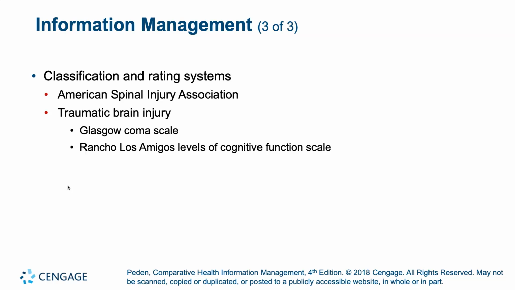So, classification of rating systems. The American Spinal Injury Association is involved with this, and one area that they specifically focus on is traumatic brain injury. You may have seen in your classes with Shelley Grant about the Glasgow Coma Scale and the Rancho Los Amigos levels of cognitive function scale. So make sure that you are familiar with what the Glasgow Coma Scale is and the Rancho Los Amigos levels of cognitive function scale. Make sure you understand what those are and that they are used with traumatic brain injuries.